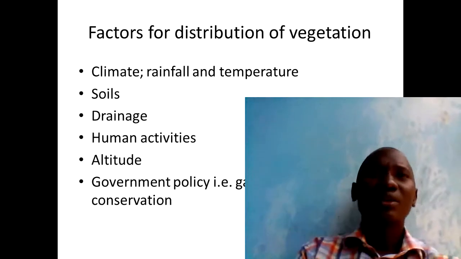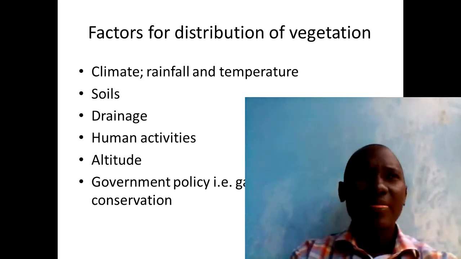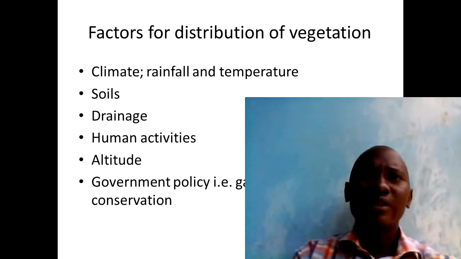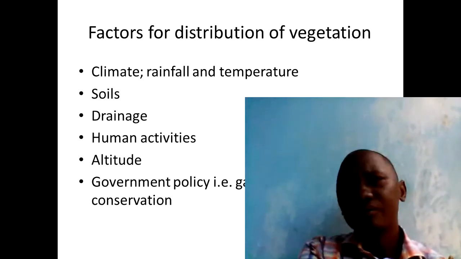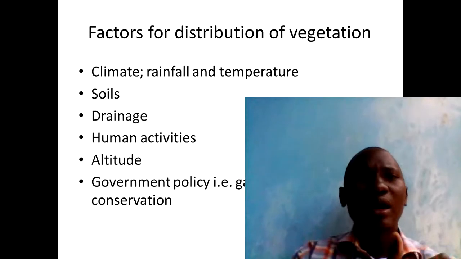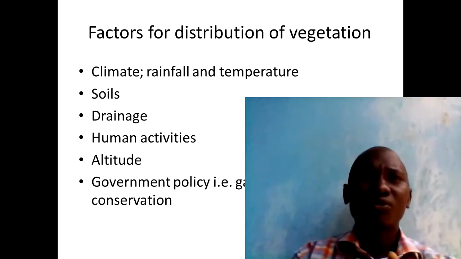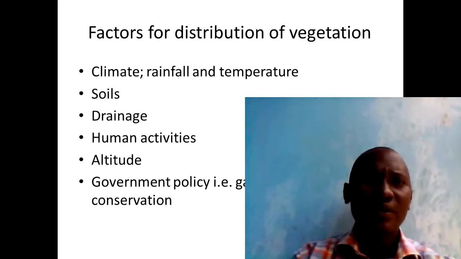Then we have the drainage. Drainage here, we are looking at water bodies, basically the distribution of water bodies, the areas, and in terms of availability of water, whether the soils are under water logging or they are not under water logging. If there is a lot of water in an area, then you know the kind of vegetation that it develops.